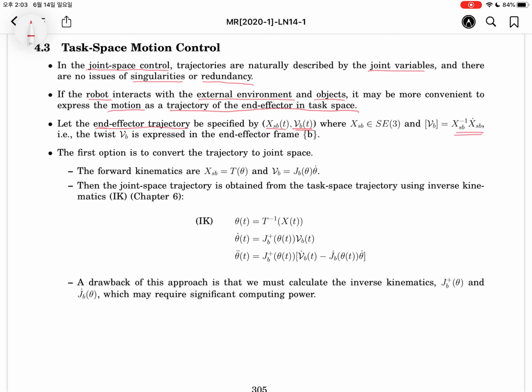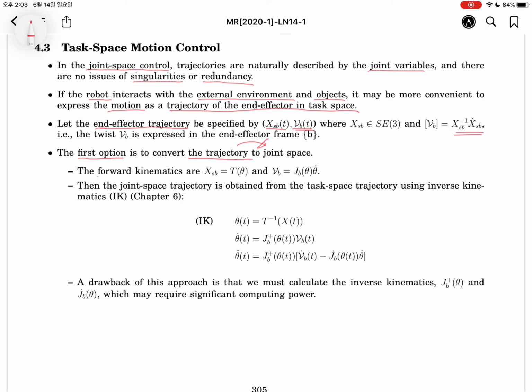Okay, using the given end effector trajectories, we will choose one of the methods. The first method will be this one. The first option is to convert the end effector trajectory into joint space using the inverse kinematics. Okay, it's a very natural way.